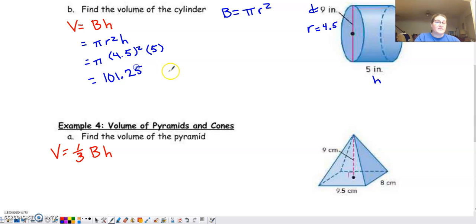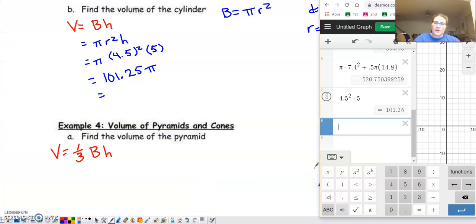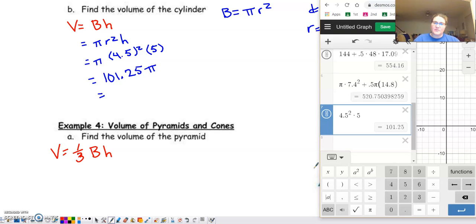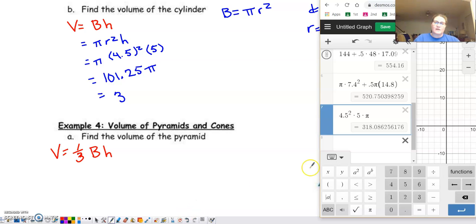So I could actually write this as a fraction if I chose to. Pi would be a perfectly appropriate form for the volume, but we're going to go ahead and multiply the pi through. So I'm going to take this and pop right back up there. I'm going to add a pi in, and it tells me that my volume is 318.08.